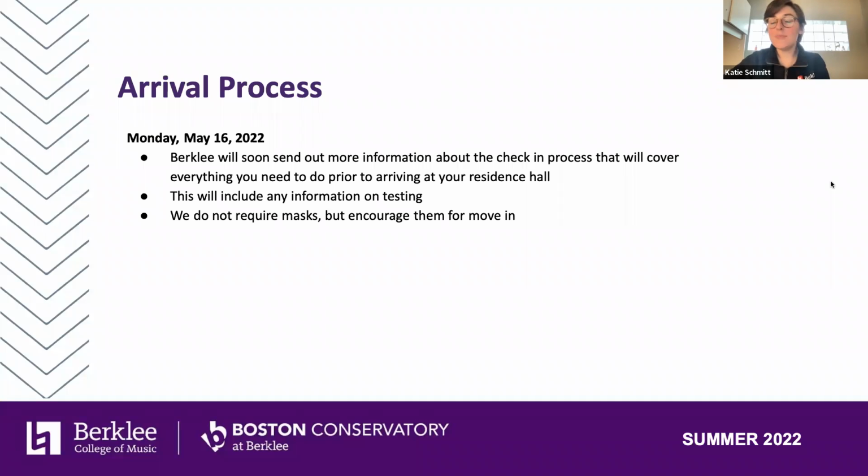In terms of what that day will look like, I'll talk a little about what to expect from the housing perspective, but Berkeley will soon send out more information about the check-in process. That's going to cover everything you need to do before you get to us. Where do you need to go? What time? Where do I pick up my ID? Are there any testing requirements? All of that will be sent to you well in advance of the 16th.